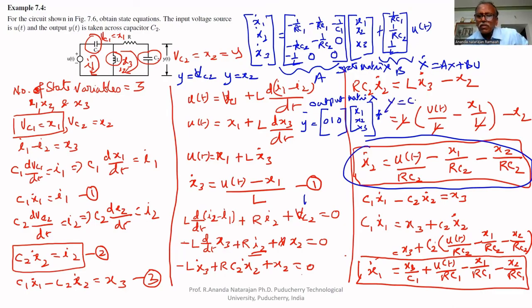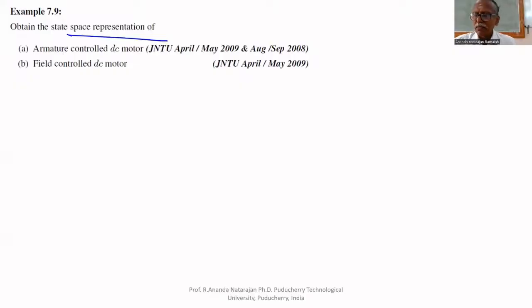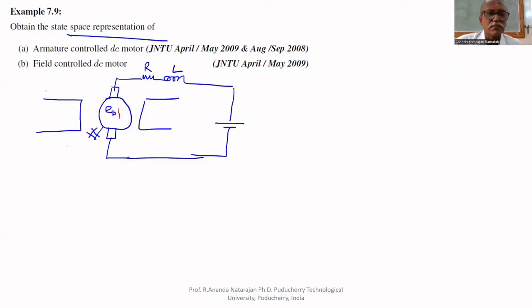This is y equal to Cx, the output equation. That's all. Obtain the state space representation of the armature controlled DC motor and the field controlled DC motor. So this is the armature controlled DC motor.